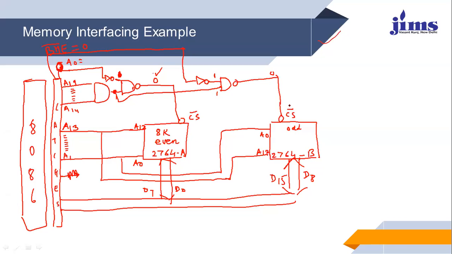So I am able to generate what you are interfacing. I am interfacing EEPROM, which is read only. I cannot write into this memory. I can only read, and to read the memory you have to enable the output. You have to generate the output enable. So where will this come from? This will come from the logic.